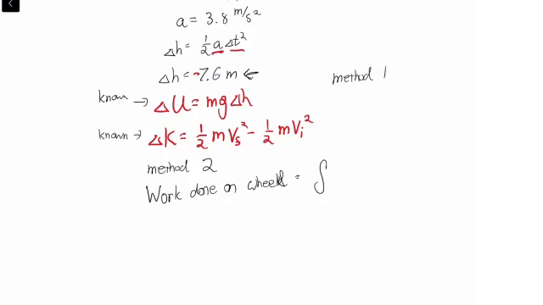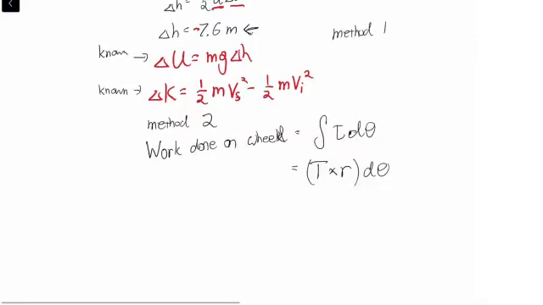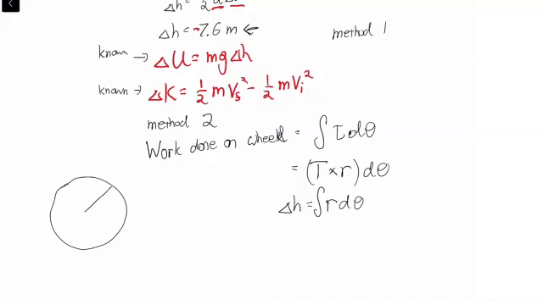This is basically the integral of the torque d theta, right? Which is T cross R d theta, right? Now, what's great about this is delta H is the integral of R d theta, right? If I have a wheel and it moves through some angle delta theta, this is R delta theta.